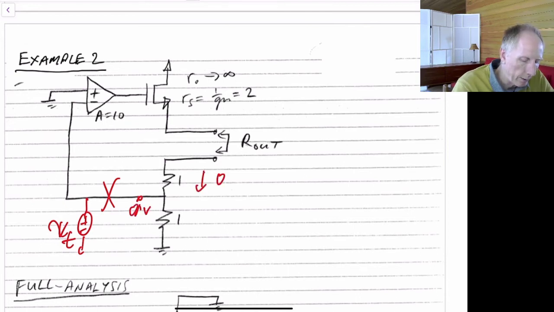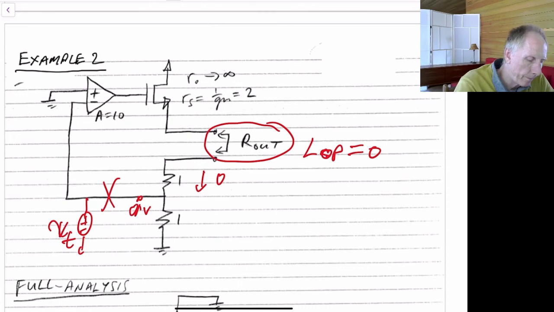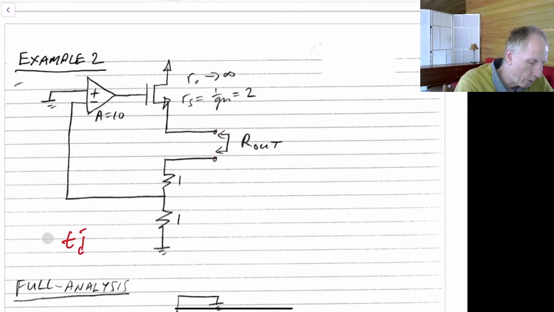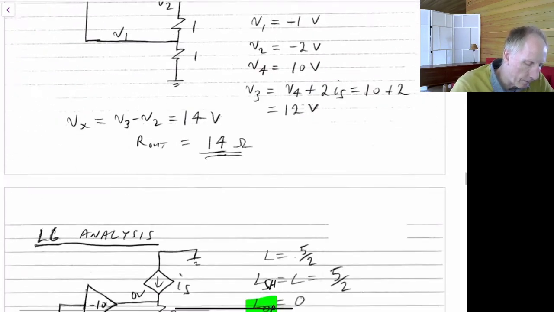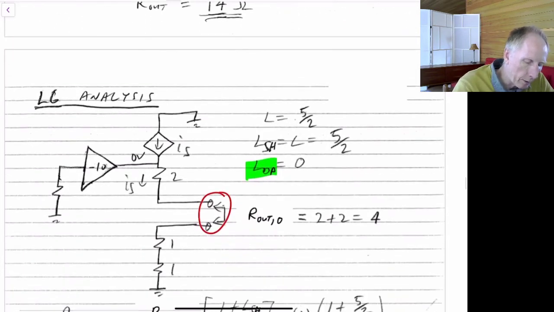this voltage here would just remain 0 volts because it's broken. There's no current flowing down through here. So if I leave this as an open circuit, which is L sub OP, then that's going to be equal to 0. If I leave that port open, we have a loop gain which will be 0. So that's this part right here. L sub OP is equal to 0.